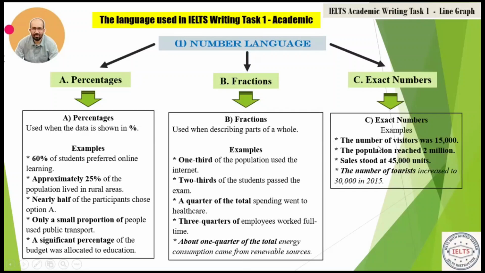Exact numbers. Examples: The number of visitors was 15,000. The population reached 2 million. Sales stood at 45,000 units. The number of tourists increased to 30,000 in 2015. You write about 15,000, 45,000, 30,000. It means exact numbers, not fractions and not percentages. So you should write numbers.